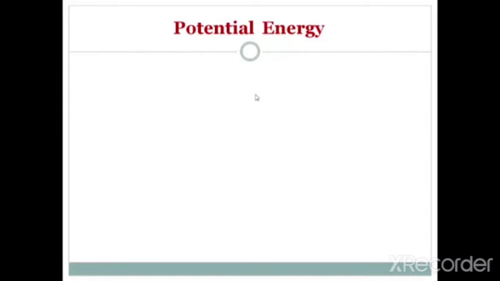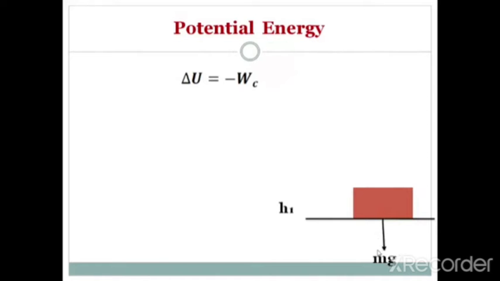The idea of potential energy is associated with conservative forces. Therefore, we define the change in potential energy as the negative of the work done by conservative forces. Let us take an example. A box of mass m having weight mg is lifted from height h1 to h2.